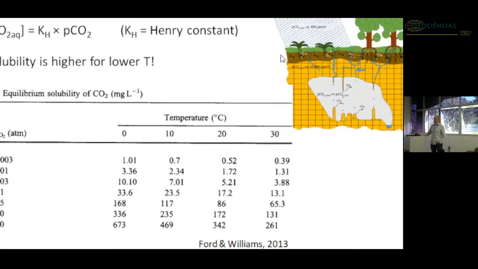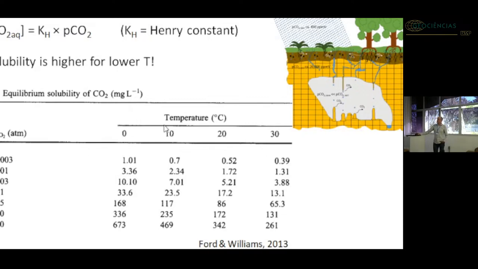The CO2 is then dissolved in the seepage water, and this can be described by Henry's law, which is that one here. Basically, this is the Henry constant times the partial pressure of the gaseous CO2 in the soil zone, and this gives you the concentration of the dissolved CO2 in the solution. The important thing to know here is that the solubility of CO2 is higher for lower temperatures, which means if the temperatures are lower, you can in principle dissolve more CO2 in the solution. This is what's shown over here.